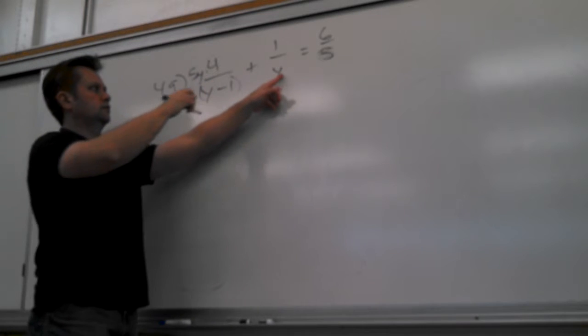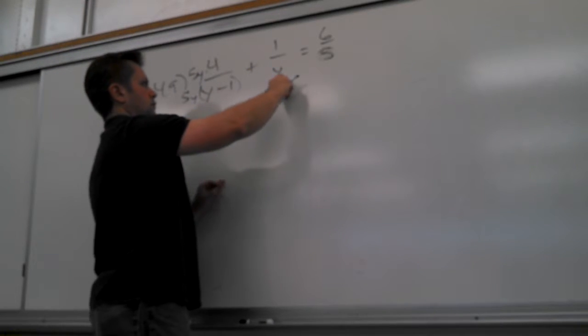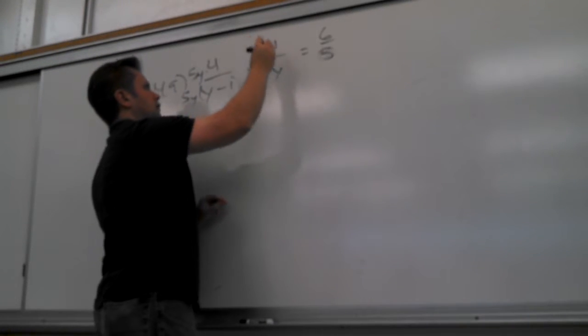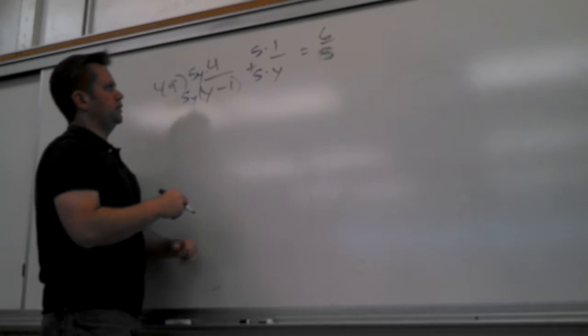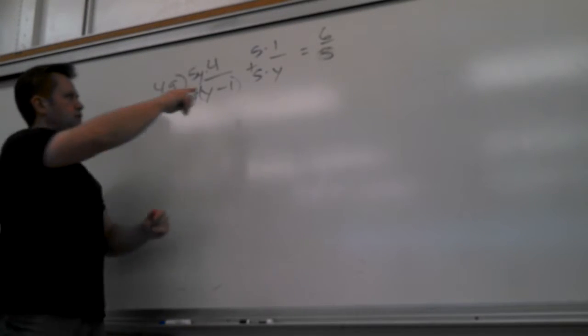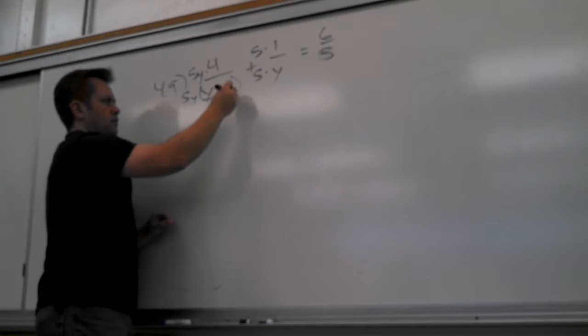So what's this guy need? Y minus 1 and a 5. He needs a 5. Nobody's got a negative 1. Not a single thing up there has a negative 1. What else does he need? What's this guy have that he doesn't have? Y minus 1. A y minus 1.